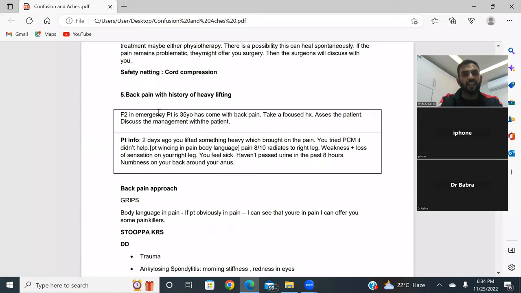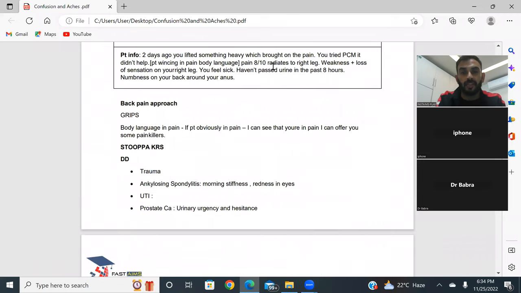The only difference between this and the other scenario is that in this scenario, there is a cord compression symptom. There is a cord compression symptom like this: weakness, loss of sensation over your leg. And this is urgent referral. This is very urgent referral. That was not urgent referral. This is why I am teaching these scenarios to you in a combination, because you should know when I should do what. These three scenarios are in a single row and management is different.